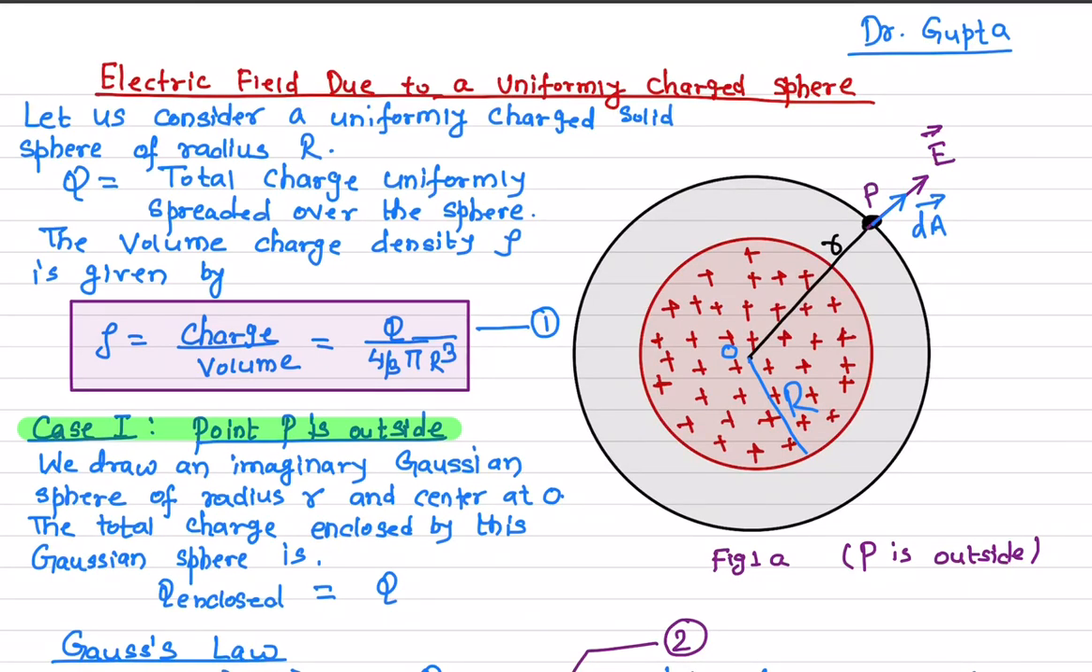We are interested in finding out the electric field due to this uniformly charged sphere at point P, which is outside, and at point P, which is inside. But first, we will look for the electric field at a point P, which is outside. Let's say this is your uniformly charged sphere, and at this point P you have to find out the electric field. How are we going to solve it? We're going to solve this one by drawing an imaginary Gaussian surface. This is an imaginary Gaussian surface.